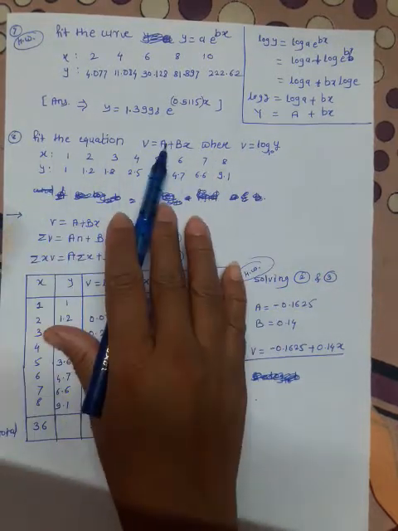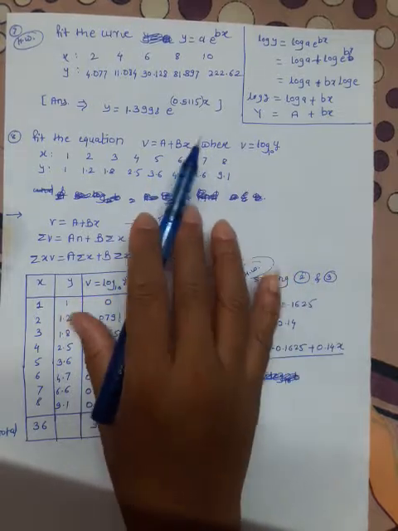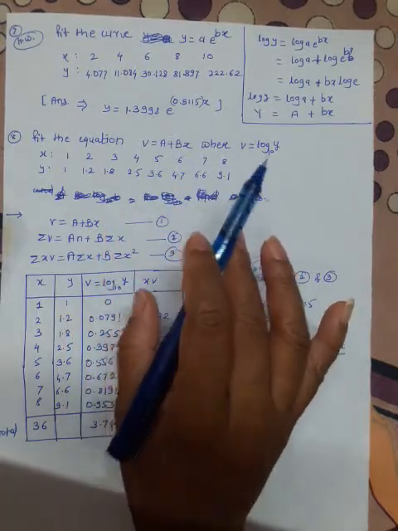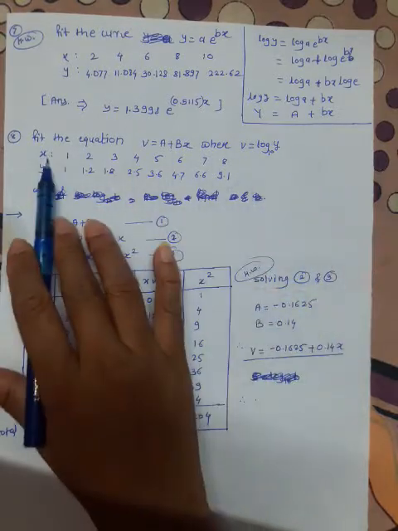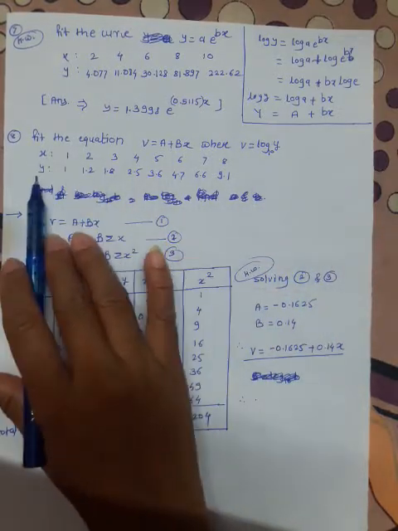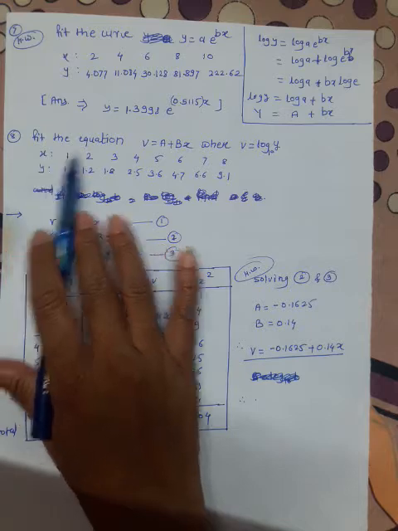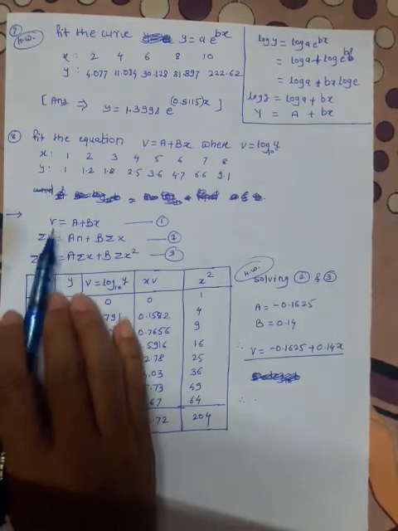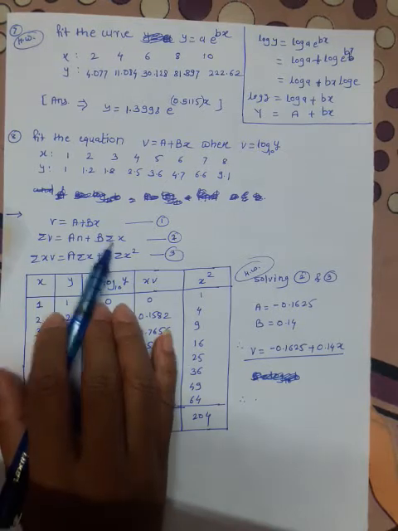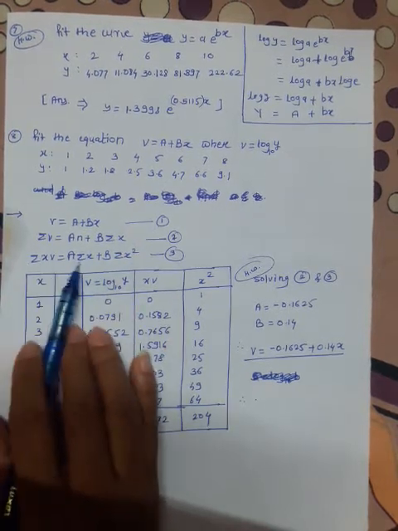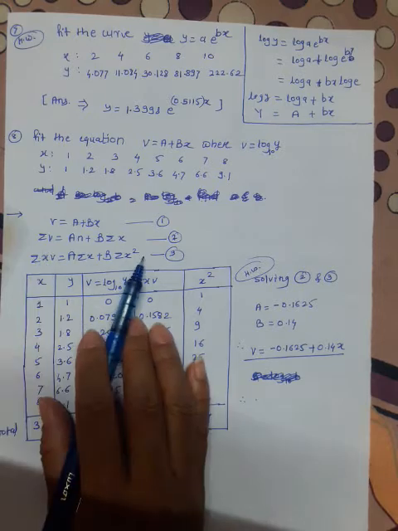Let us start with this equation. The equation is given in the example. If it is given in the example, you have to use that equation. If it is not given in the example, according to the variables, y is equal to a plus bx, you have to start with that equation. Let v is equal to a plus bx. Taking summation on both sides, we get this equation 1, this equation 2, this equation 3 as usual.